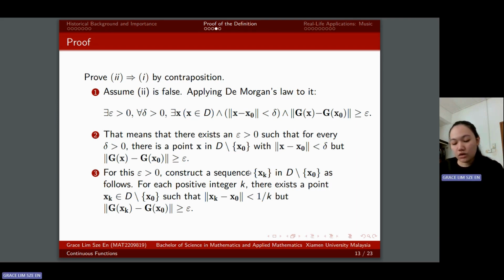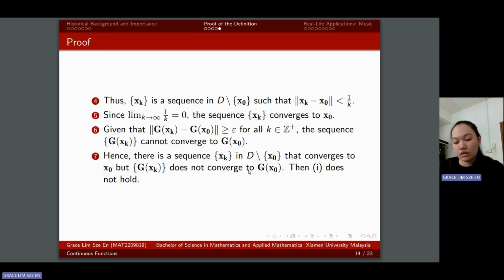And then here we have the rest of the points. It says that the sequence x_k is a sequence in D slash x naught such that |x_k minus x naught| is less than 1 over k, as we have constructed the sequence. But here we say that as k approaches infinity, the distance |x_k minus x naught| approaches 0, because the limit of 1 over k equals 0. That means that the sequence x_k converges to x naught.